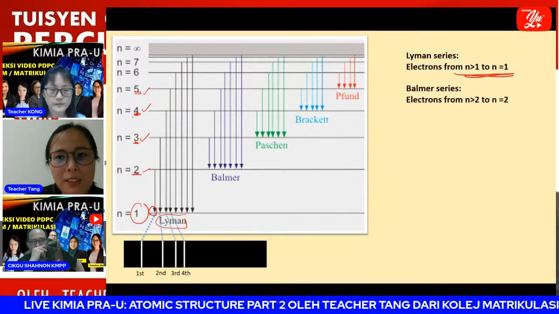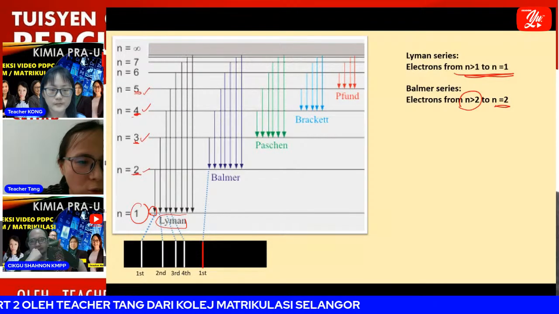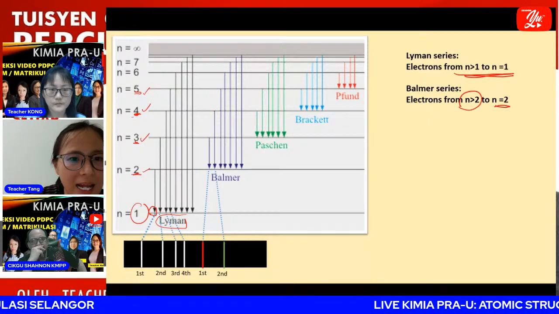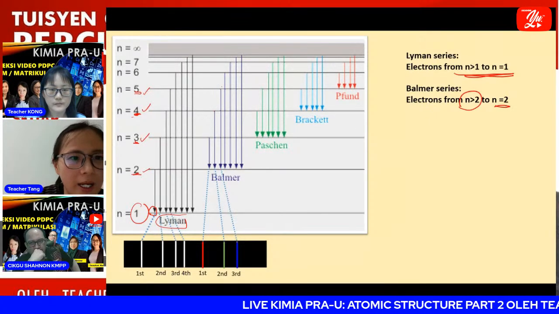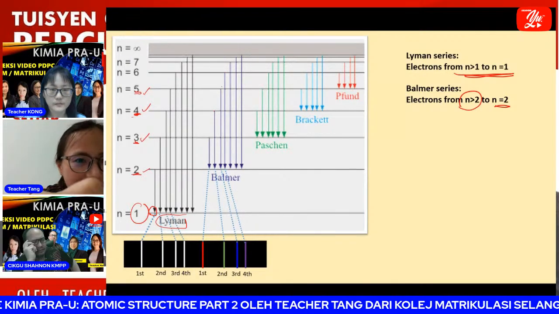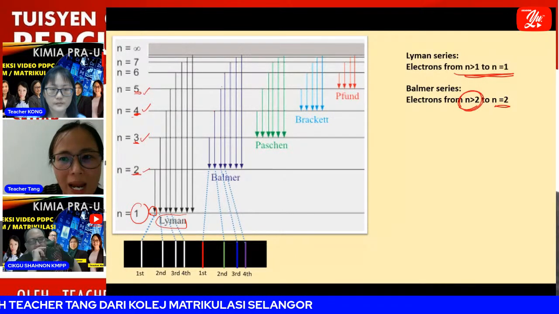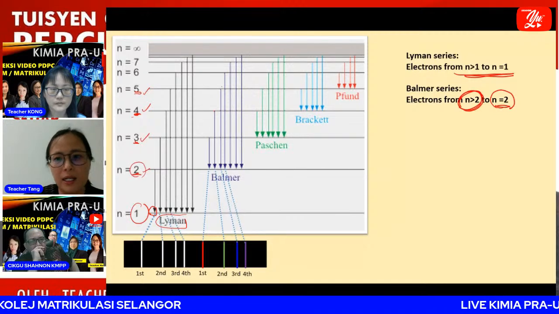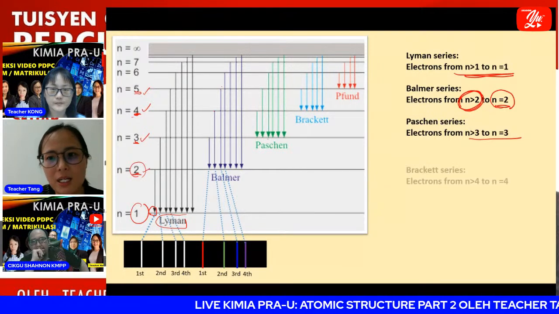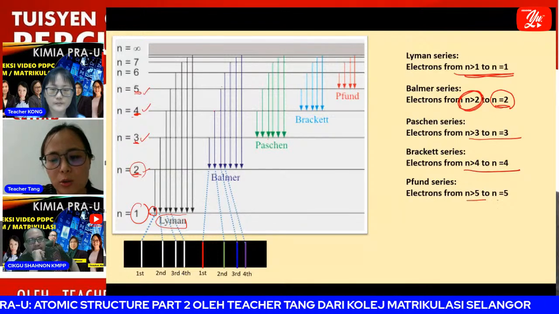For the Balmer series, also a higher energy level falls to n equals 2. The first line corresponds to n3 to n2, the second line n4 to n2, the third line n5 to n2, and the fourth line is n6 to n2. So the Balmer series is a higher energy level to n equals 2, and so on. Paschen series, higher level to n equals 3. Brackett series, higher energy level to n equals 4. Pfund series, higher energy level to n equals 5.